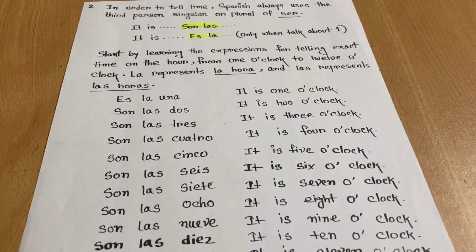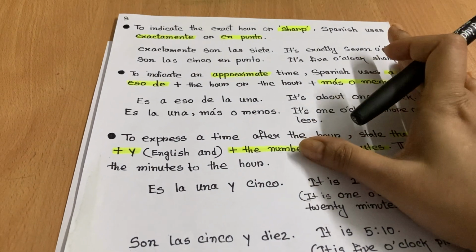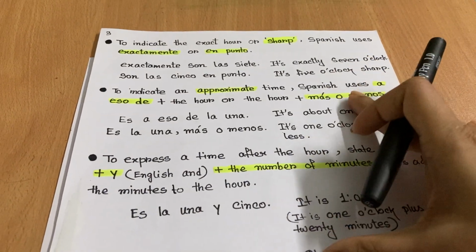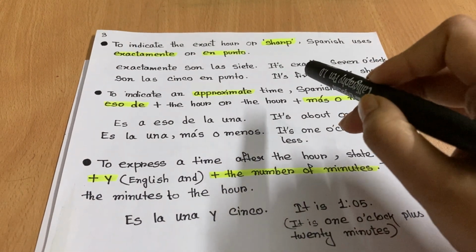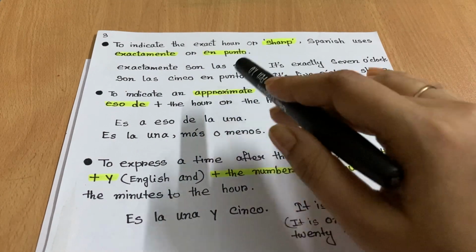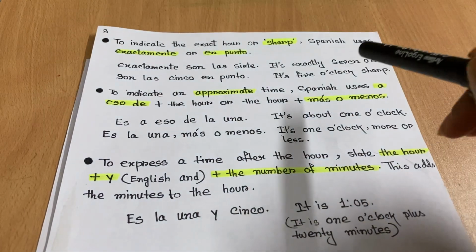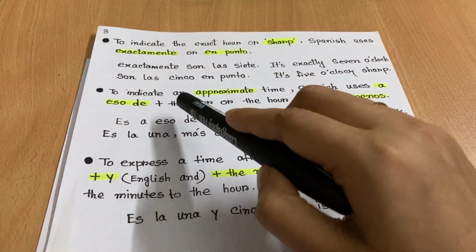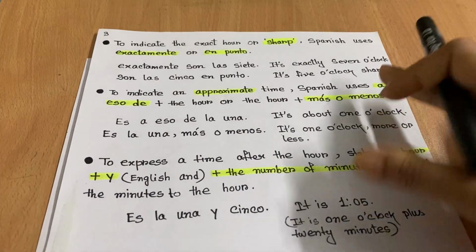Now coming to the next portion, as I already told you all, to indicate the exact hour or sharp, Spanish uses exactamente or en punto. How can we use it? Exactamente son las 7, it's exactly 7 o'clock. Son las 5 en punto, it's 5 o'clock sharp.